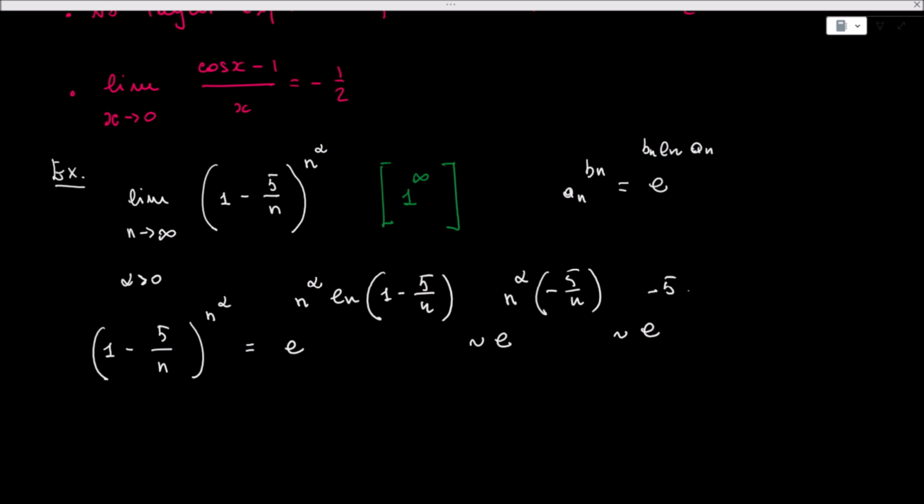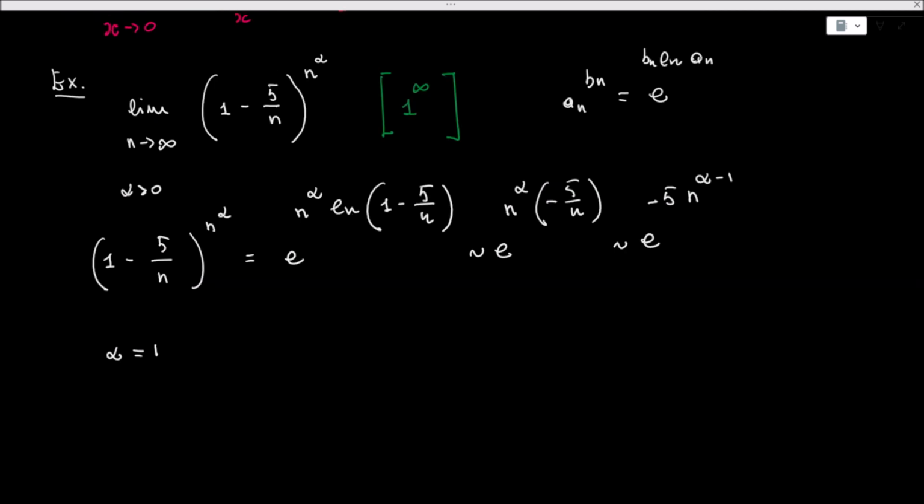In fact, we see that if alpha is equal to 1, the sequence is just e raised to the minus 5 times 1, so this is just e to the minus 5. So this is the final limit of the sequence as n goes to infinity.